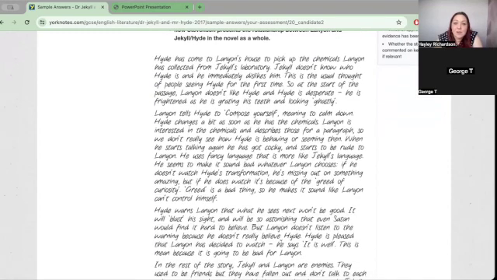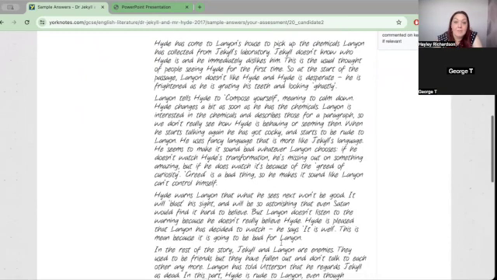Hyde has come to Lanyon's house to pick up the chemicals Lanyon has collected from Jekyll's laboratory. Okay, immediately, colloquial language: pick up the chemicals. That first sentence, as an examiner, would make me think it's not very formal. It doesn't create a very good impression. Even if he'd said collect, that would be better. That first sentence is the first impression, so get one of your ambitious vocabulary words in there in your first sentence if you can.